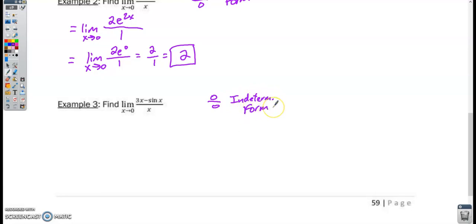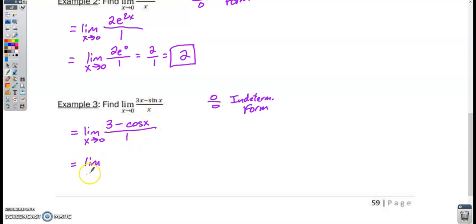0 over 0. So I'm going to apply L'Hospital's Rule. This is going to be equal to the limit as x approaches 0 of, and I take the derivative of the numerator, that becomes 3 minus cosine of x. And the derivative of the denominator is 1.